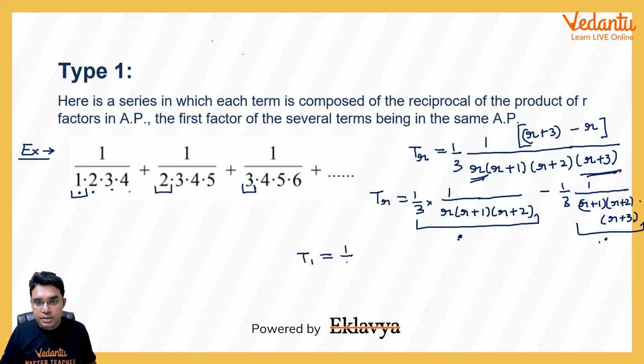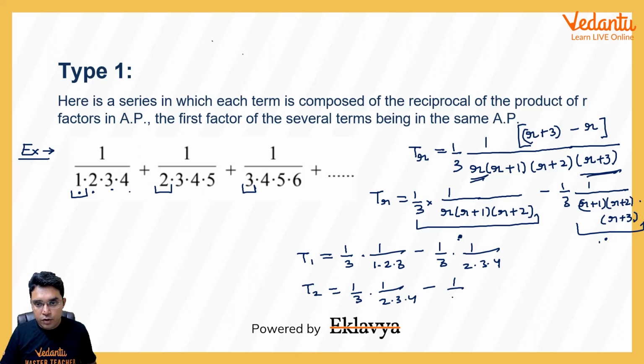If I put R is equal to 1, we will get 1 by 3 into 1 upon 1 into 2 into 3 minus 1 upon 3 into 1 upon 2 into 3 into 4. Then if you put R is equal to 2, T2 will be 1 upon 3 into 1 upon 2 into 3 into 4 minus 1 upon 3 into 1 upon 3 into 4 into 5 and so on.